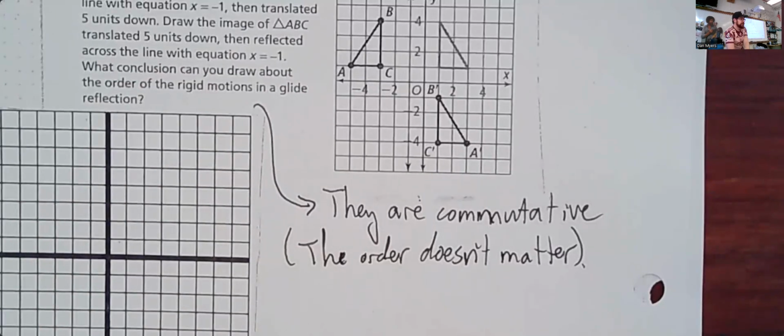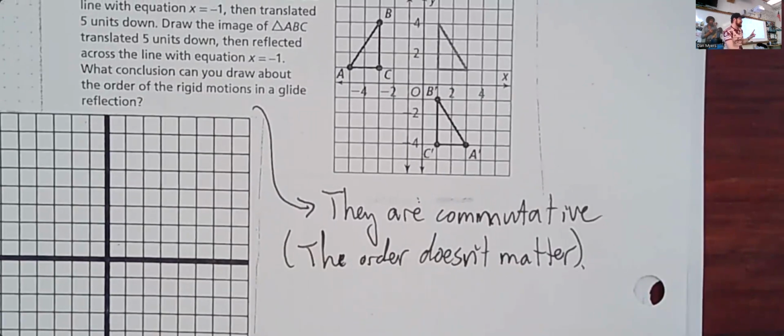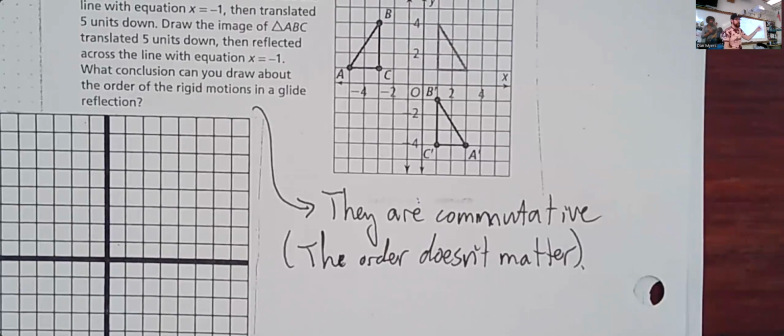So whichever order you do them in a glide reflection, meaning notice that our translations will not move up or down and then left and right. It will be one or the other. Our reflections are going to be either a vertical reflection or a horizontal reflection. It's not going to be a diagonal reflection. It could be a diagonal reflection, but we won't see that.